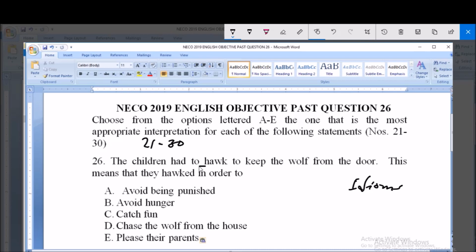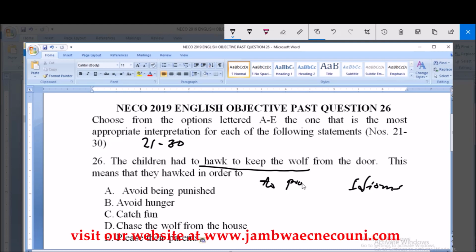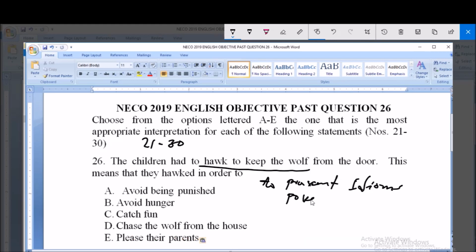There is ought to keep wolf. Now, to keep the wolf from the door simply means to prevent poverty. That is, to prevent poverty and hunger.